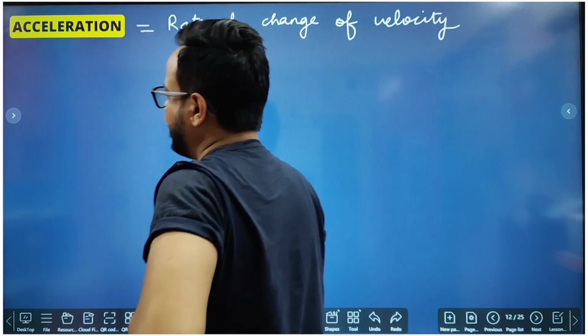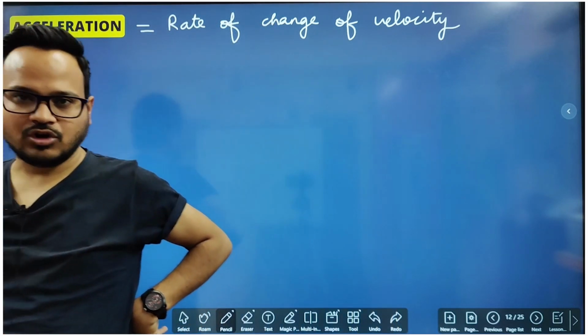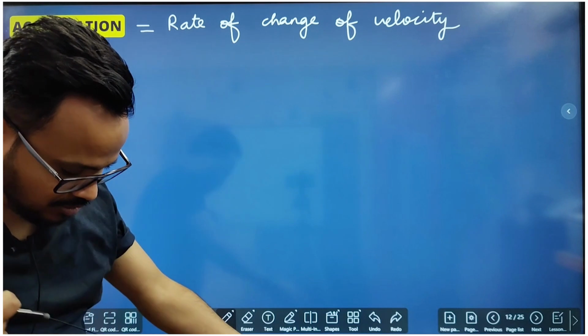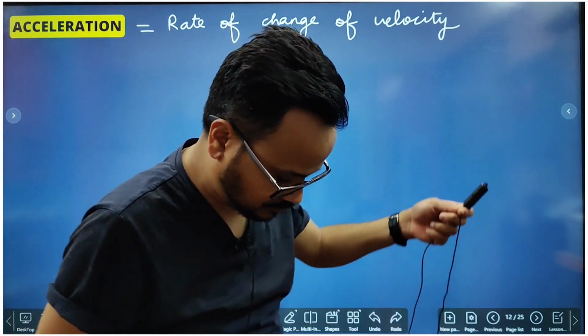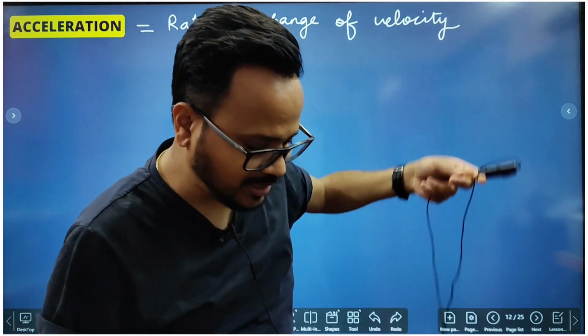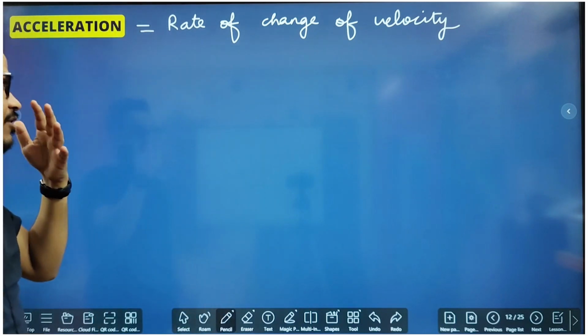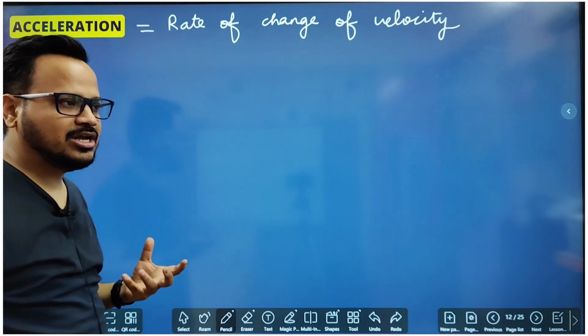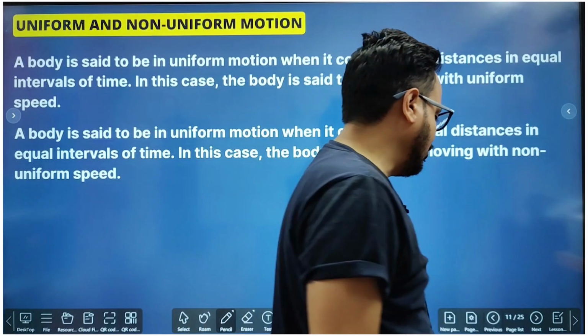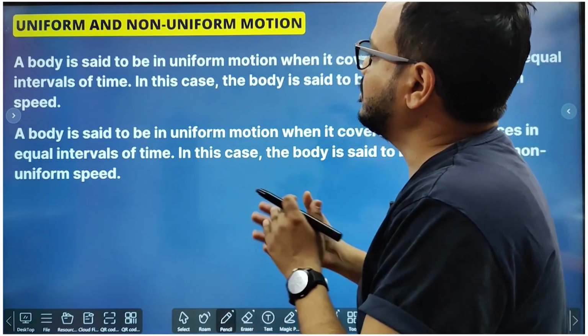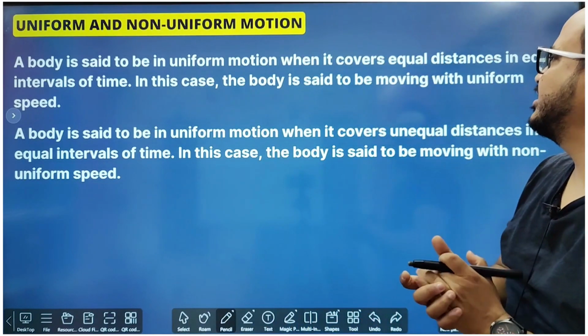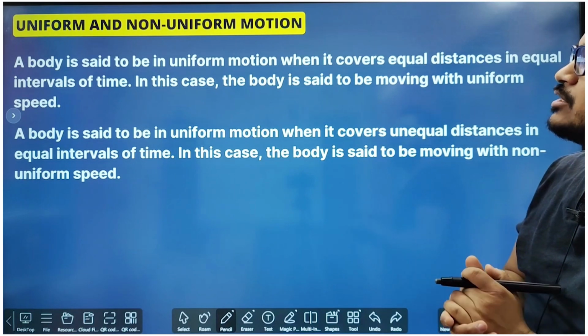Acceleration is the rate of change of velocity. So what is the meaning of this statement? If the motion of the body is not uniform, what is uniform motion? A body is said to be in uniform motion when it covers equal distances in equal intervals of time.